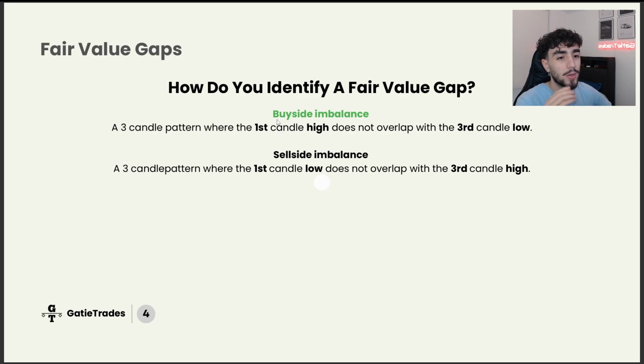So how do you identify a fair value gap? A bullish fair value gap or a buy side imbalance is a 3 candlestick pattern where the first candlestick high does not overlap with the third candlestick low. Now stay with me. The sell side imbalance or a bearish fair value gap is a 3 candle pattern where the first candle low does not overlap with the third candle high.